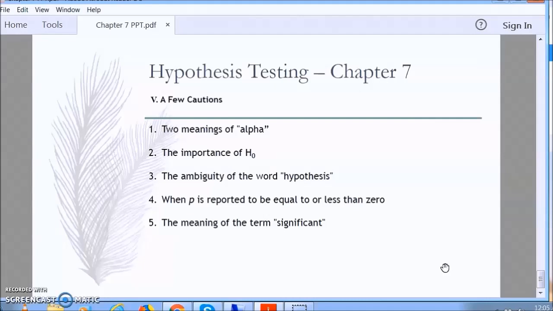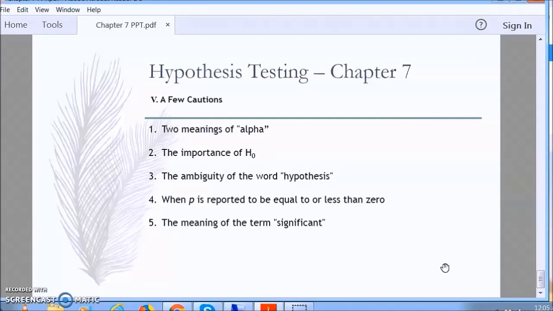The next caution is when P is reported to be equal to or less than 0. That is misleading, for it does not mean that an imaginary population defined by H0 has no chance whatsoever. This generally happens with computer generated P values when the P value is very small. The computer would give out a P value of less than 0. So you have to be careful about those situations.